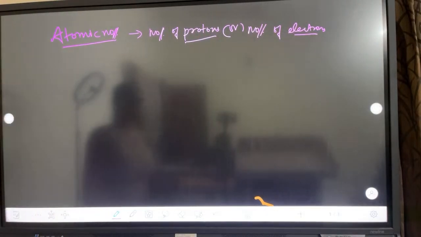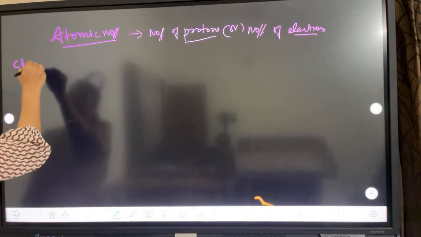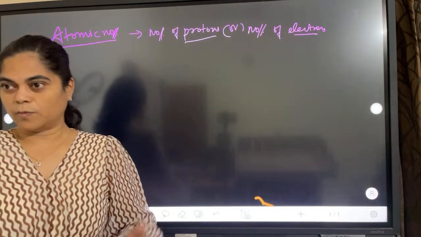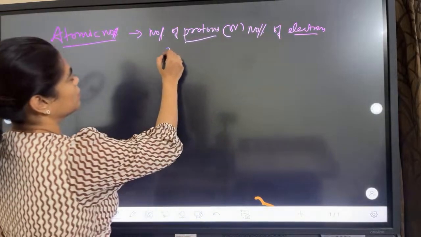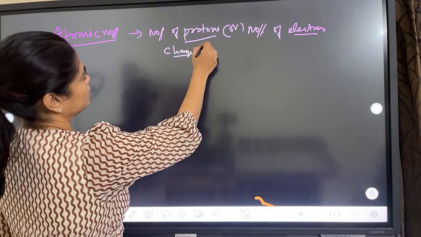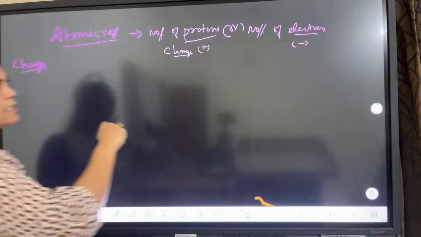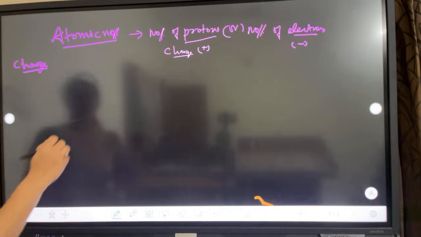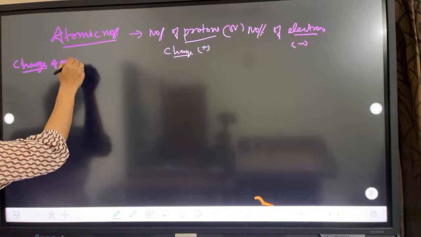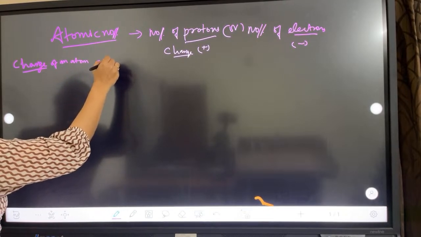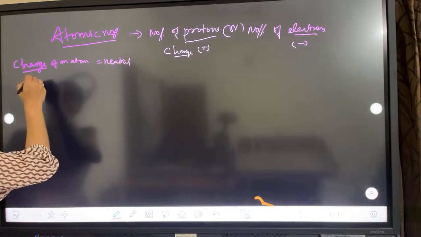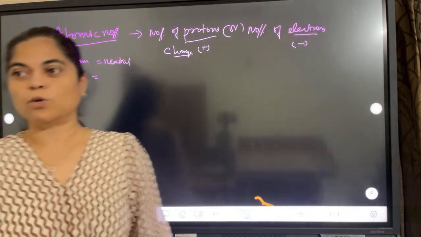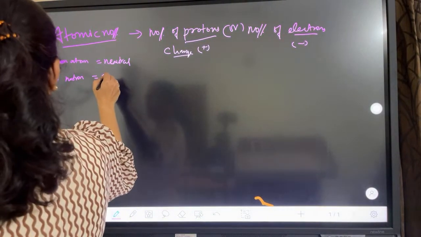Then what is the charge of an atom based on this? An atom consists of both protons and electrons in equal number. What is the charge of a proton? Positive. What is the charge of an electron? Negative. Since they are equal in number, what is the charge of an atom? Neutral. Very good. What is the charge of a neutron? No charge. Very good.